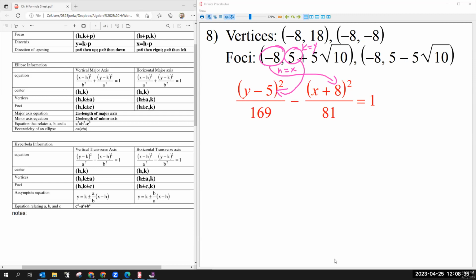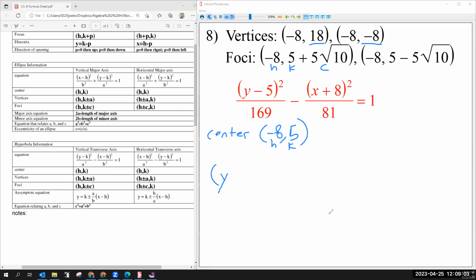Yeah, so we'll do this one from the beginning. All right. So this is our h, k, and then there's my c. So my center is -8, 5. Because it's the y value that's changing, then I know the y has to come first.